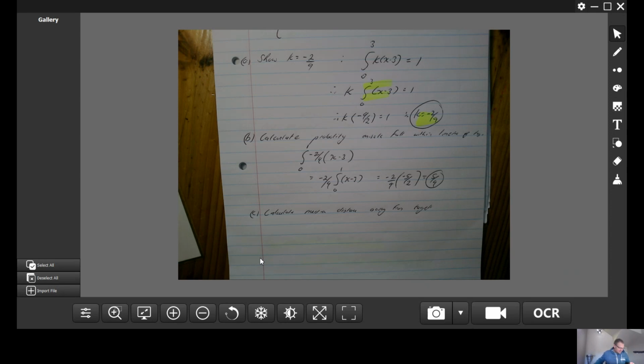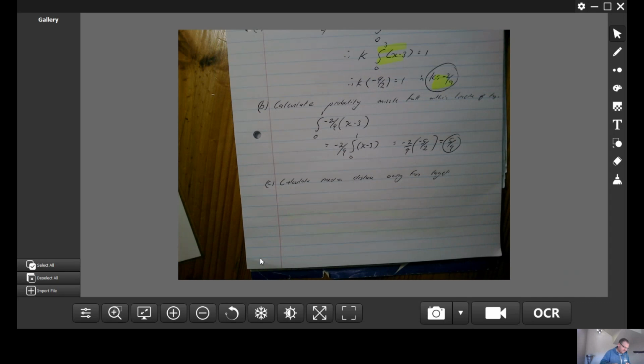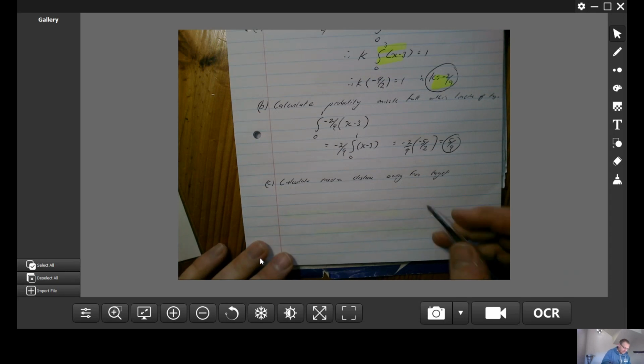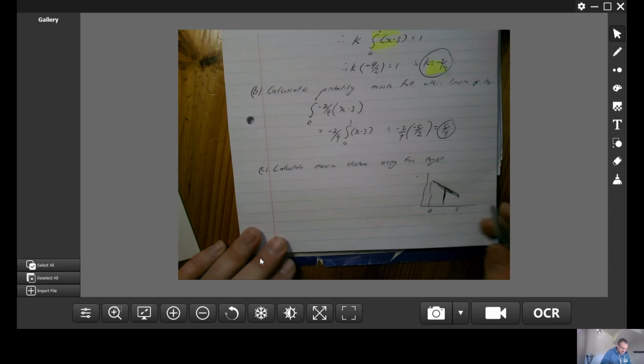Then it says go find the median distance away from the target. Well, if I think of it, just a picture in your head. I don't know what this graph really looks like. Oh, it's a straight line graph, isn't it? With a negative gradient. So the median is negative 2 over 9. The median is going to be halfway. So I want this area to the left.